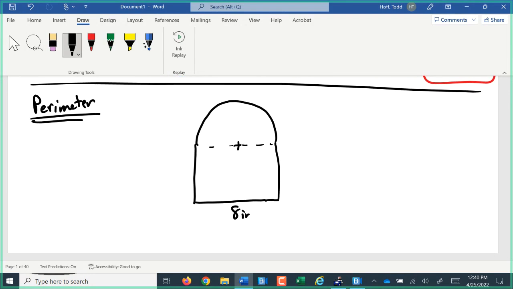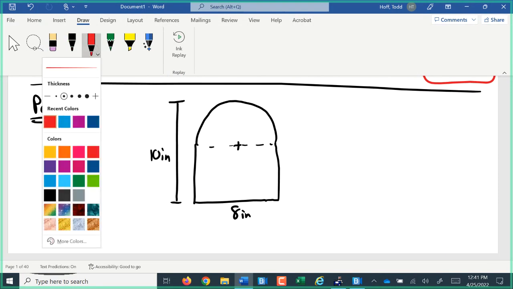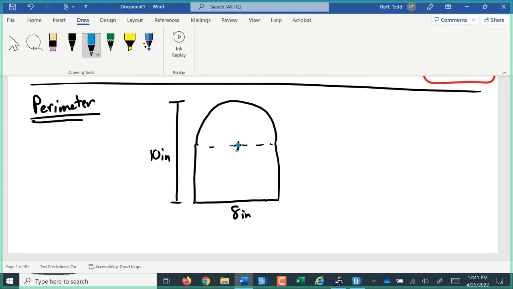Let's say that this is 8 inches here, and let's call this 10 inches. I want to find the perimeter of this. Remember, perimeter is to add up the length of all the sides. So I need to find some dimensions here. I need to find the length of this side. Of course, that'll be the same as this side, correct?